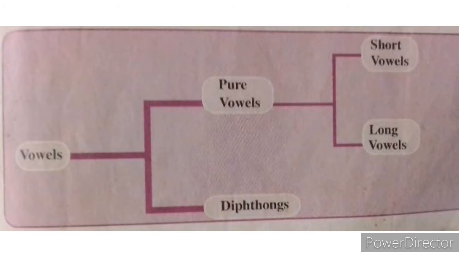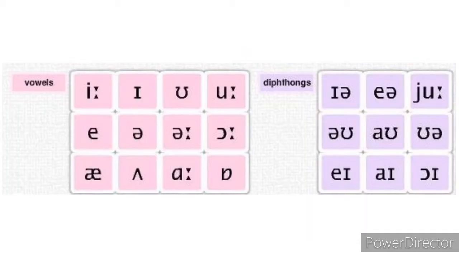As you can see in the diagram, the vowels are divided into two, the pure vowels and the diphthongs. The pure vowels are further divided into two, the short vowels and the long vowels. The long vowels always have two dots beside them, and the short vowels do not have two dots beside them. In today's video, I'm going to be concentrating on the 12 pure vowel sounds. I'll discuss the diphthongs in another video.